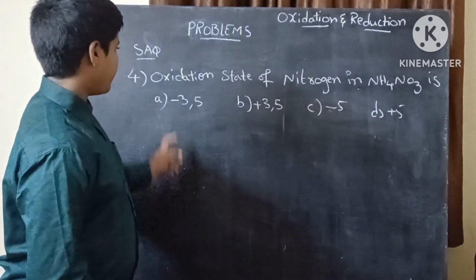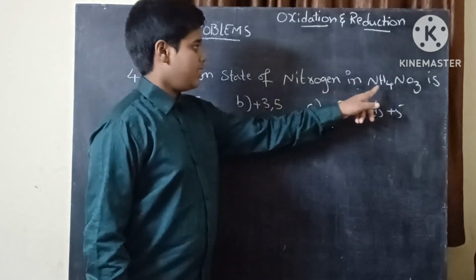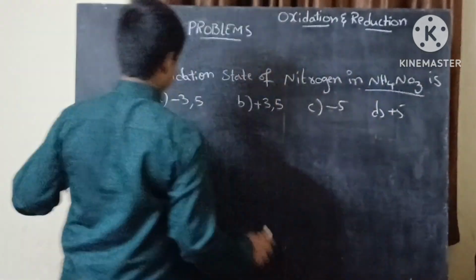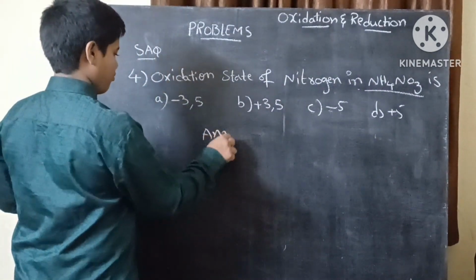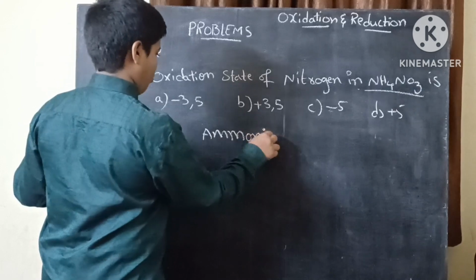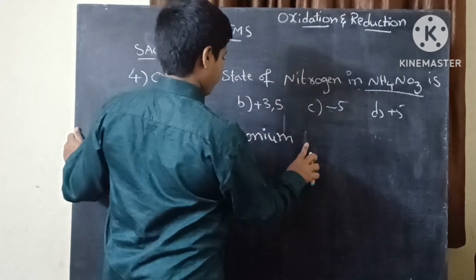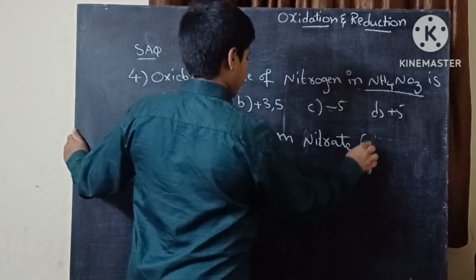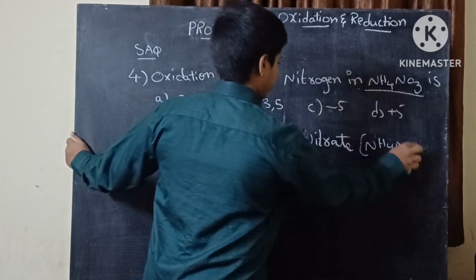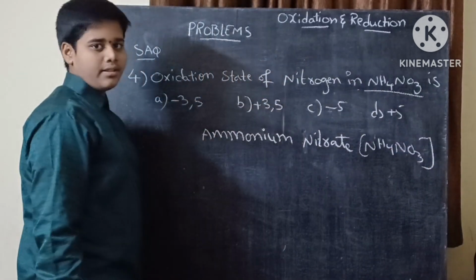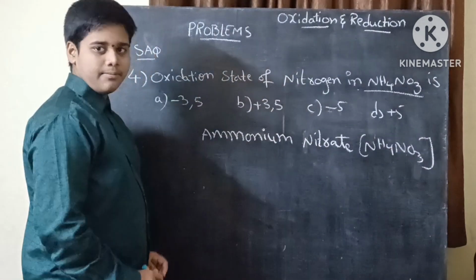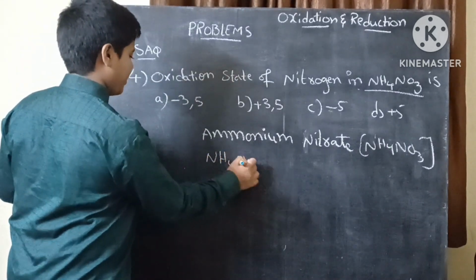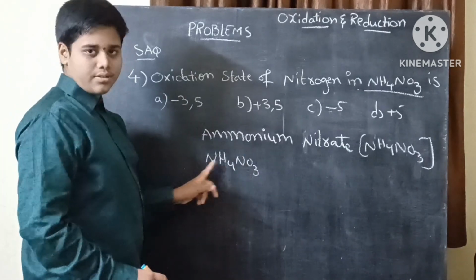The fourth question: oxidation state for nitrogen in NH4NO3. Here NH4NO3 means ammonium nitrate. This is a chemical formula. Okay. So here, in NH4NO3 there are 2 nitrogens.